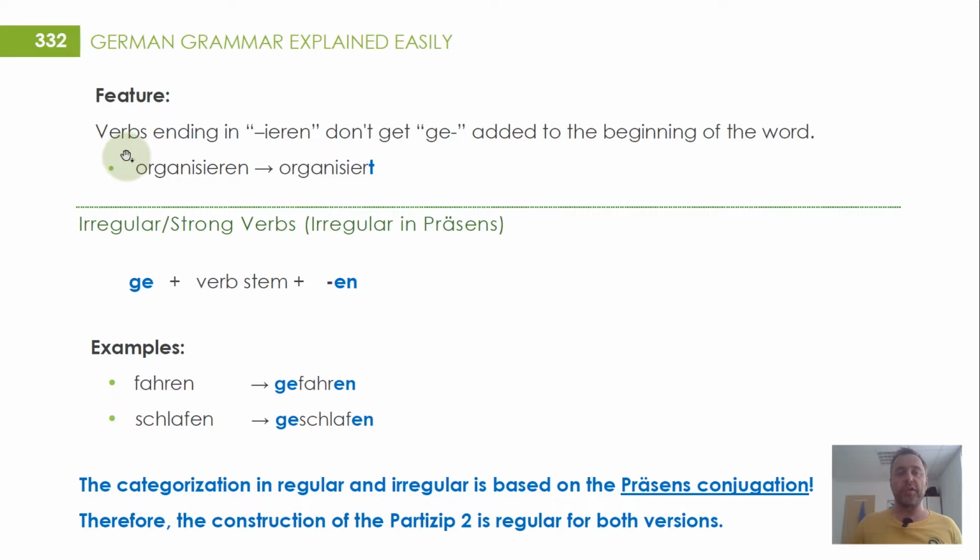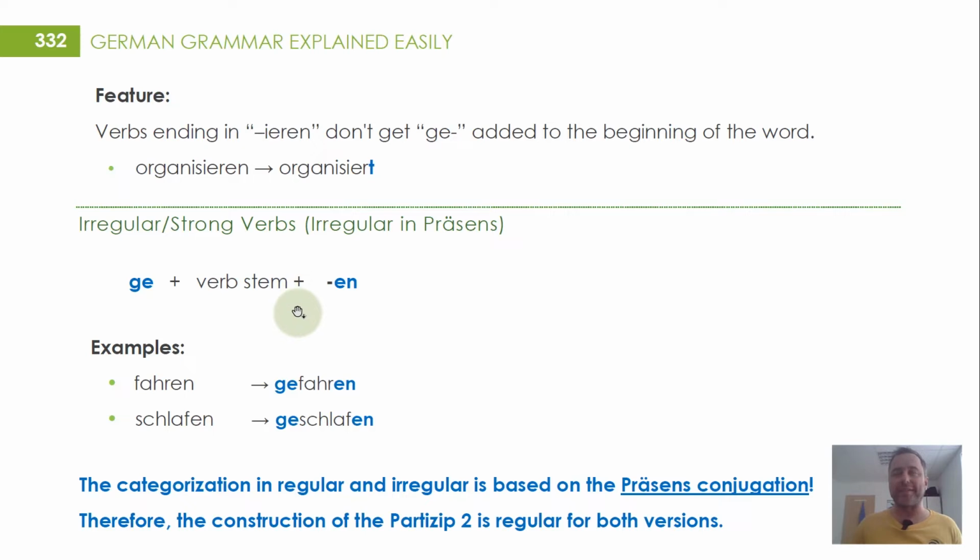And also, very important, all verbs that end in -ieren don't get the GE in front. So for example, organisieren is organisiert. So no GE, we just add the T and nothing else. So that's very important. So now for the irregular ones.